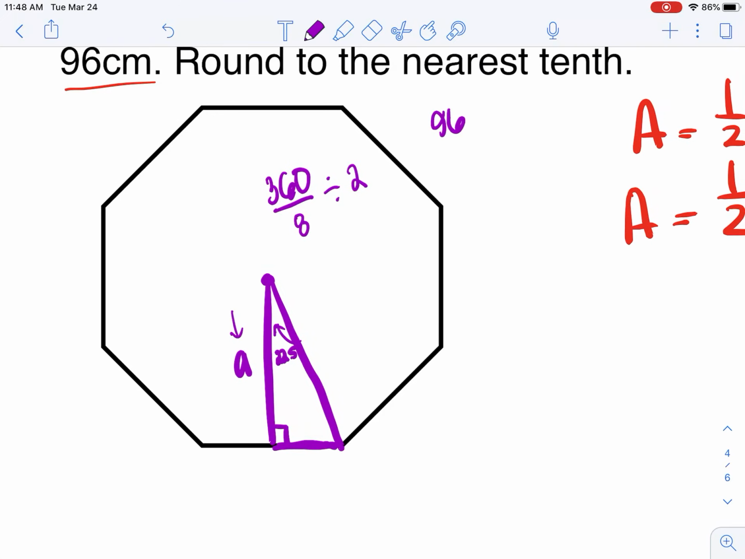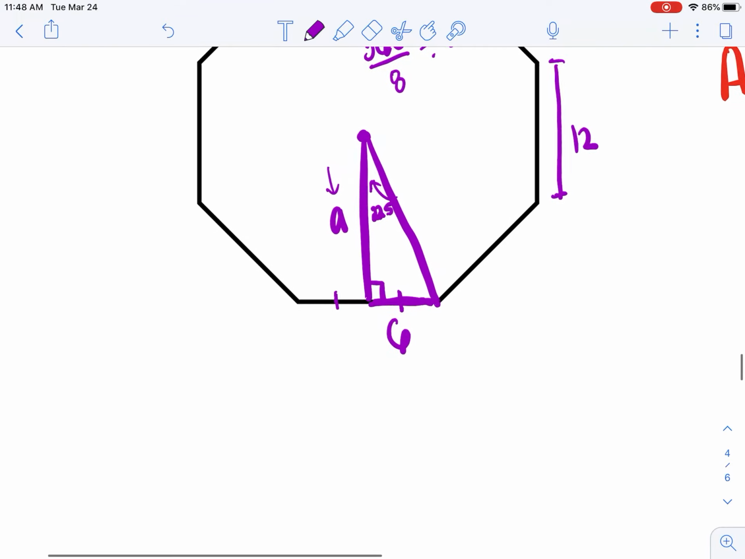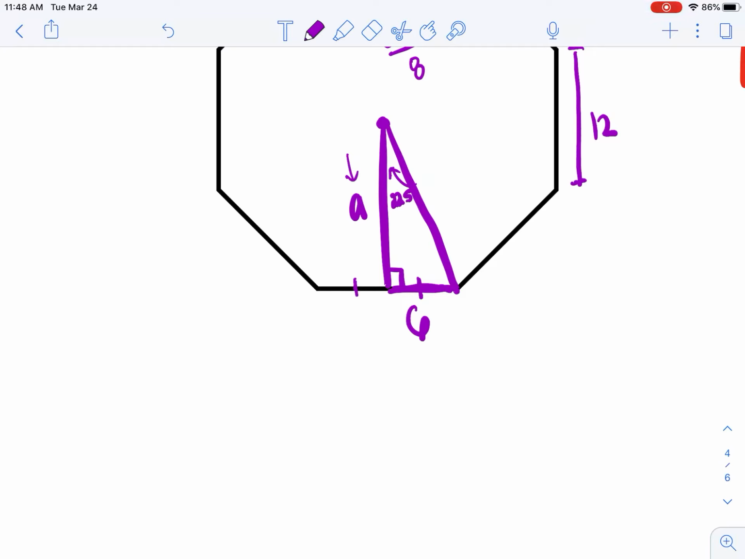Well, I know this piece. I know the whole perimeter is 96. So I can figure out the measure of each side by dividing it by 8. Whatever I get as an answer for that, which is 12, then I can divide that by 2 because I need to break it into 2 pieces. So I know that this whole thing is 12. So half of that is 6.